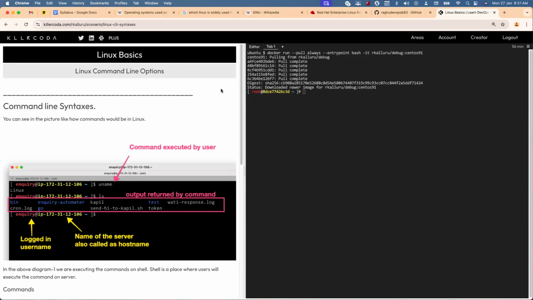So we will not go with a UI-based Linux operating system. It's only command line. That means everything you want to do in Linux is going to be a command.